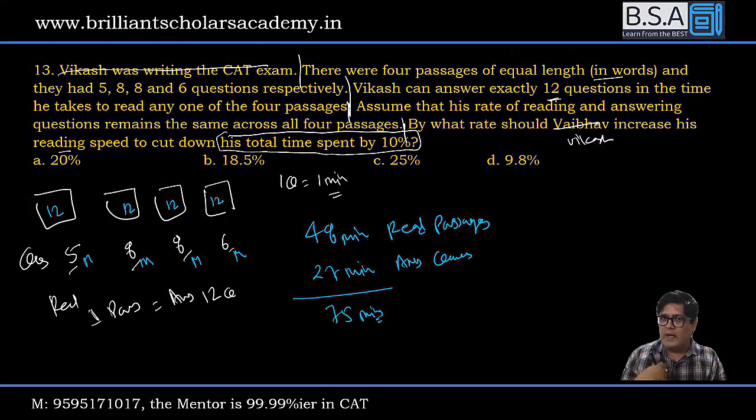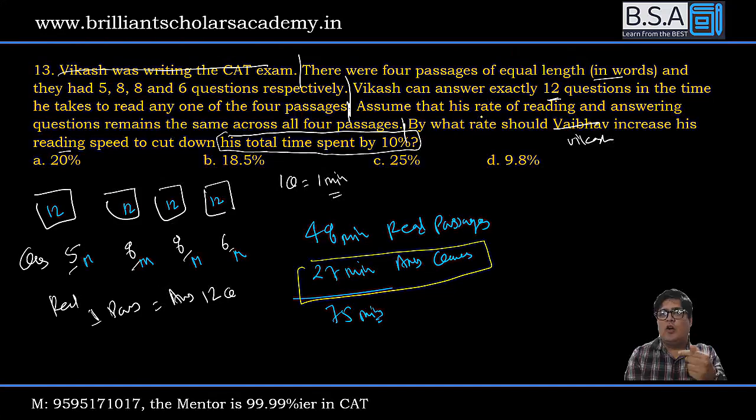You and I cannot change the time required to read and write answers. It clearly says, assume that his rate of reading and answering questions remains the same across all passages. You will not change the 27 minutes. The question is, by what rate should Vikash increase his reading speed to cut down total time by 10%? Total time is 75. What is 10%? 7.5. You want to bring it down by 7.5 minutes.